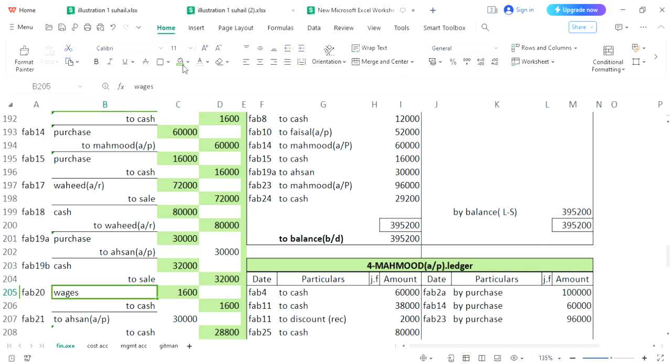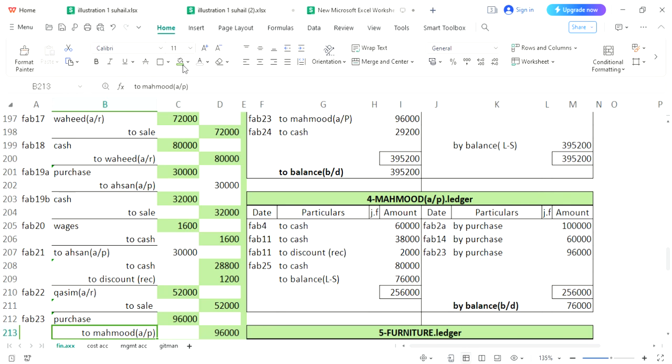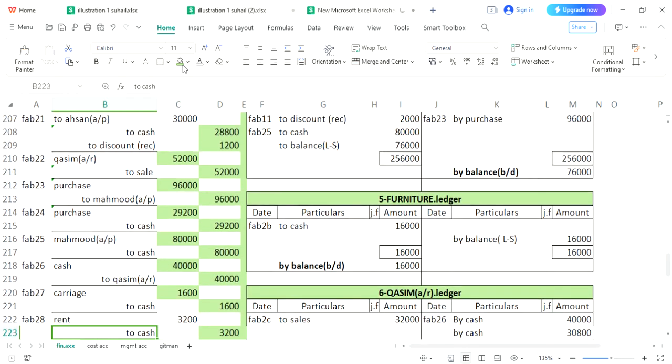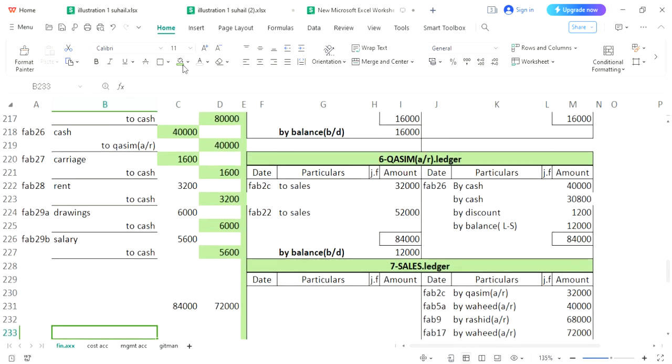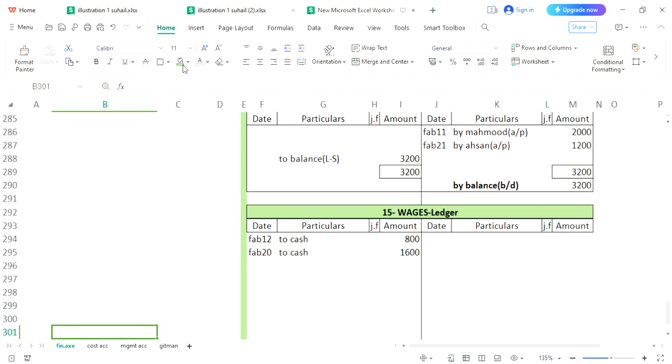Wages we were searching, so we'll go downwards and see if wages are present anywhere else as well, but no. So it means all entries related to wages have been posted. It's time to calculate its balance. For balance, the same procedure we will apply. The first step is to calculate the total of both sides.